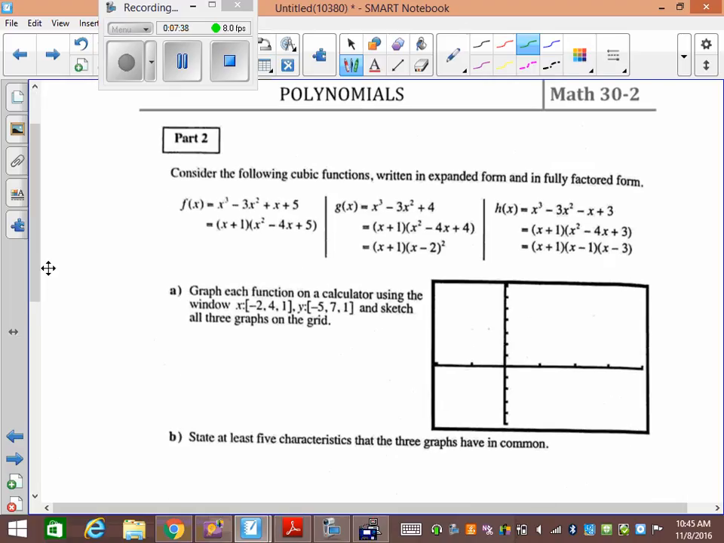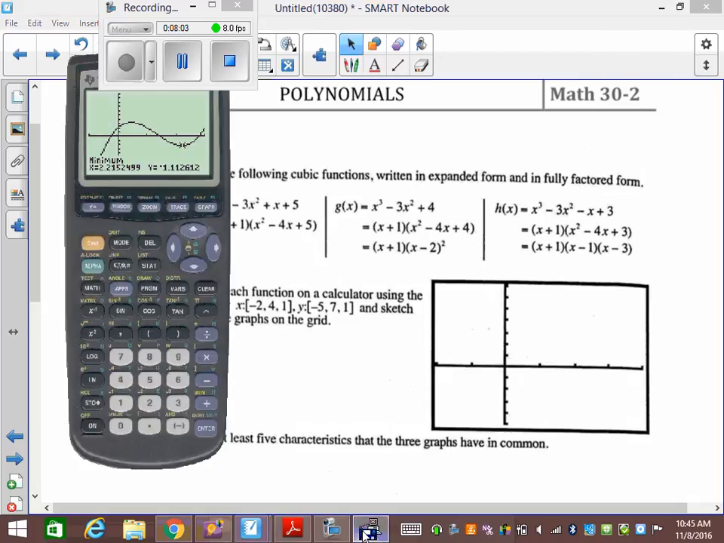So, consider the following cubic functions, write in expanded form and in fully factored form. Graph each function on your calculator using this window. Whenever they give you windows like this, it is x min, x max, x scale, y min, y max, y scale. They give them in the order of your calculator too, so you don't really have to load it. Then you're going to type them in and you're going to sketch them. Okay? So we'll sketch the first one together.